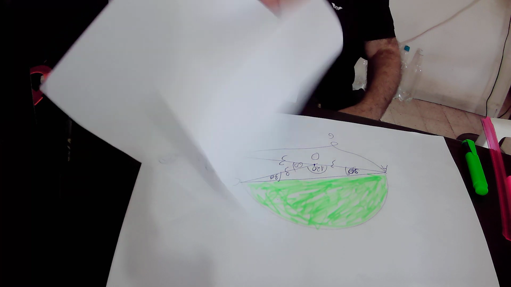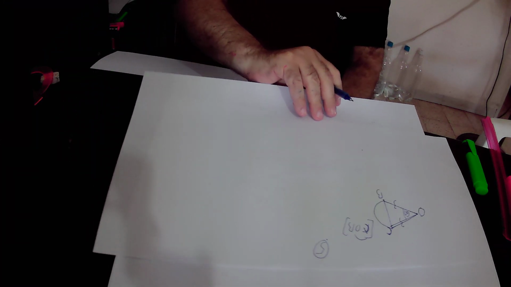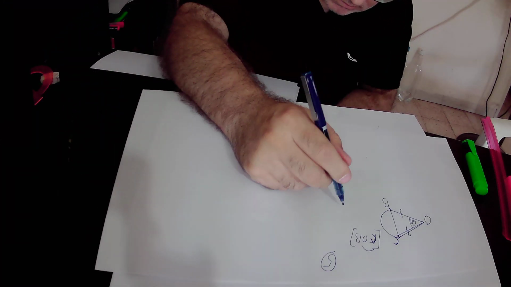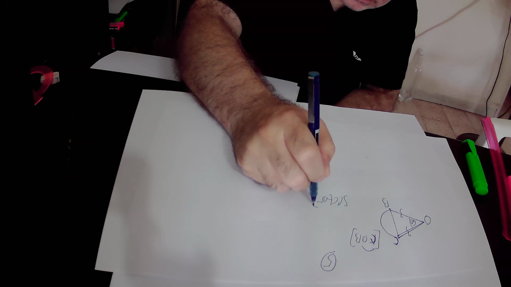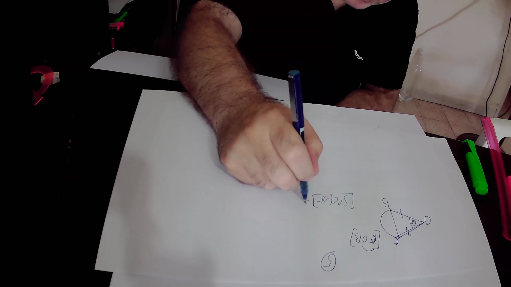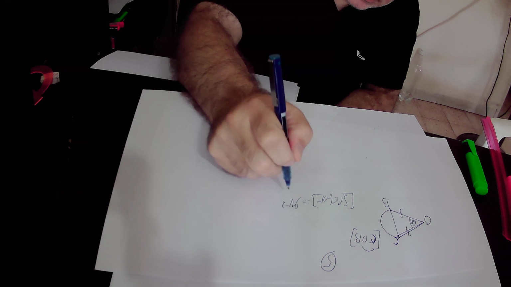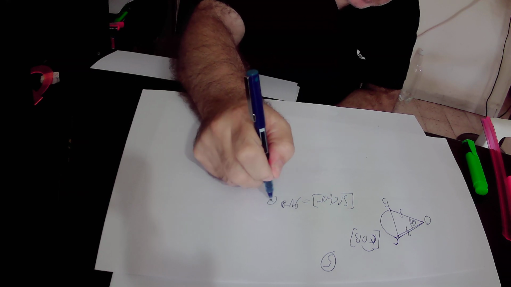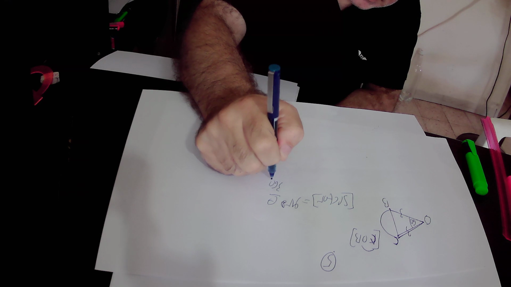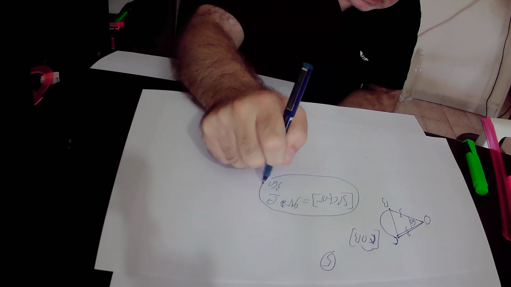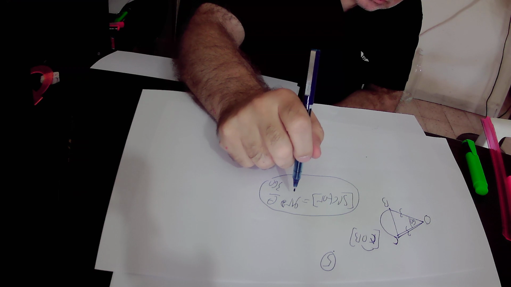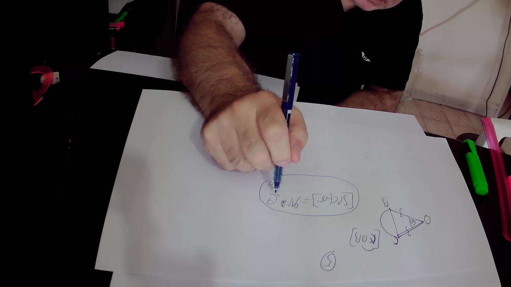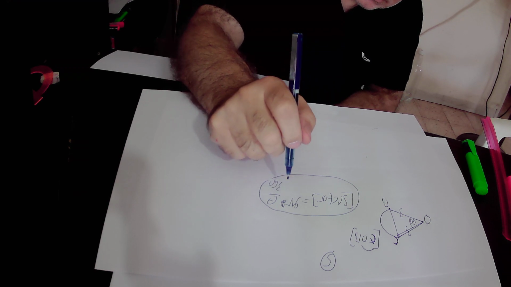So this is sector COB that I copied from the original drawing. We know that the area of any sector, according to the new formula, is equal to pi r square times theta over 360 degrees. R is the radius of the circle that contains the sector. Theta is the angle between the legs of the sector.